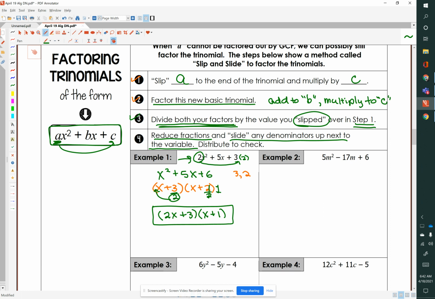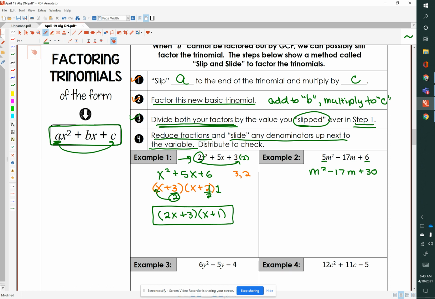So let's take a look at number 2. Slip and slide. Here we go. We're going to take the 5 and multiply it by 6. That will give us m squared minus 17m plus 30.